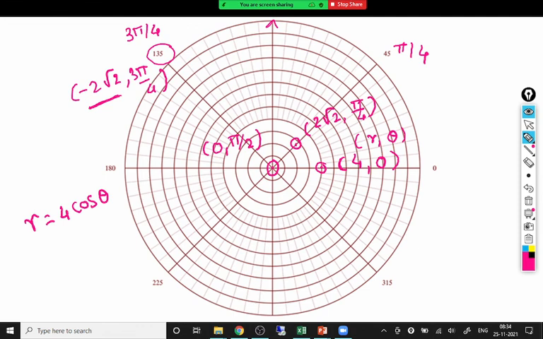Now in this equation, you clearly observe r depends on cos theta. That means r has the sign of cos theta only. In which quadrants is cos theta negative? Second and third. Correct. Second and third are the quadrants where cos theta is negative. So if cos theta is negative in the second and third quadrants, r is also negative there.